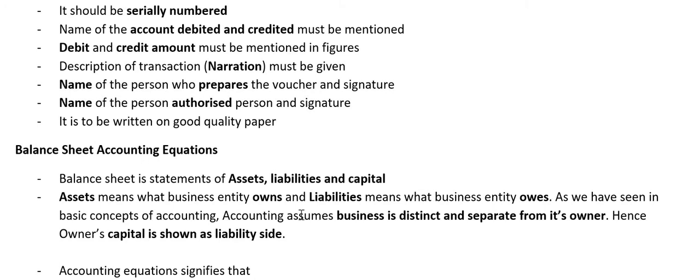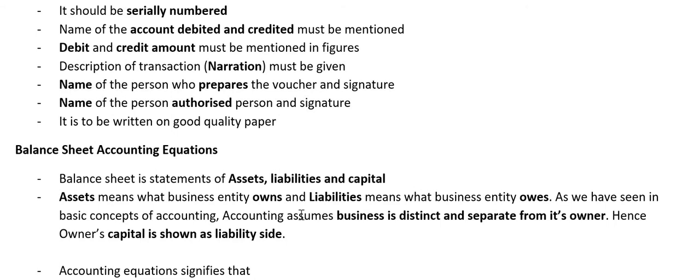Asset means what the entity owns, that is an asset for the entity. What the entity owes, that is a liability for the entity. Anything receivable to the entity is an asset for the entity. Anything payable by the entity is a liability for the entity.